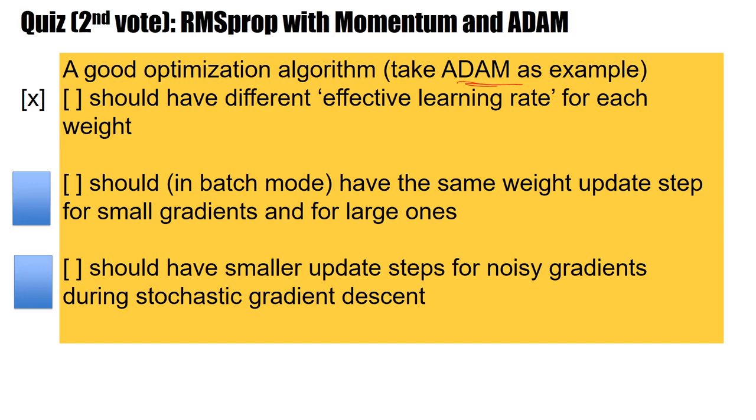Now, in batch mode, a good algorithm should have the same weight update step, delta W, for small gradients and for large ones. Batch mode means noise-free. True or not? Yes, this is what RMSprop and Adam do. And the final one, a good optimization algorithm such as Adam should have smaller update steps for noisy gradients if you do this stochastic gradient descent. If you think this is correct, and yes, this is correct, as discussed.